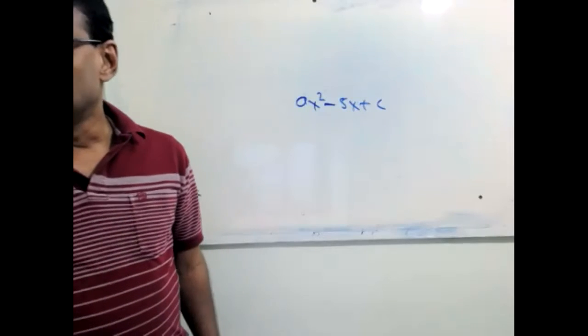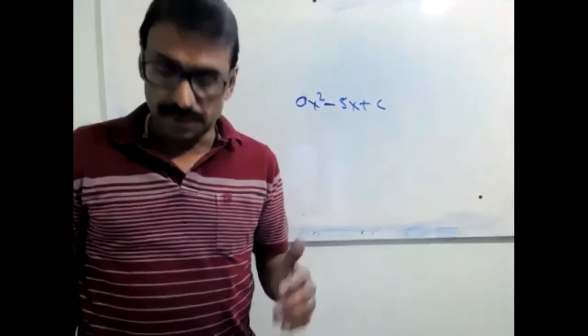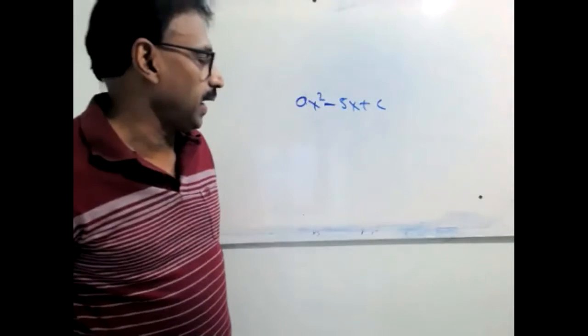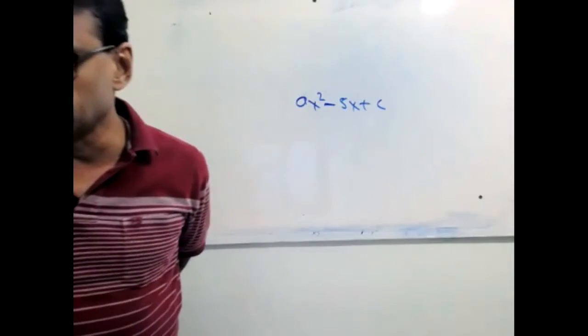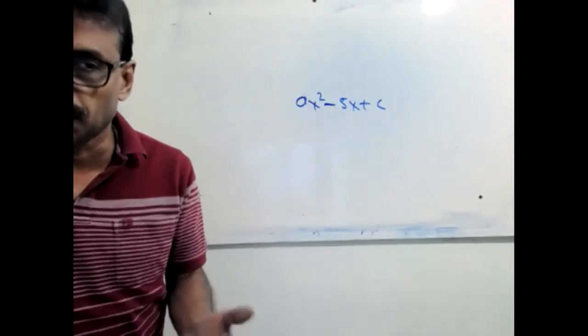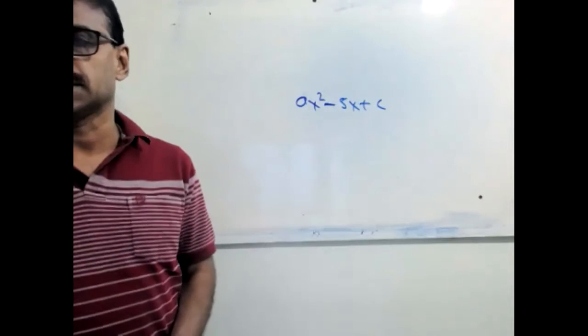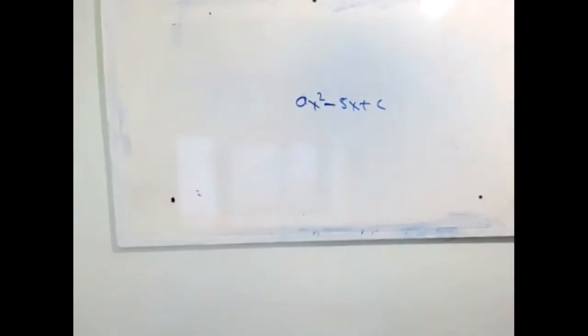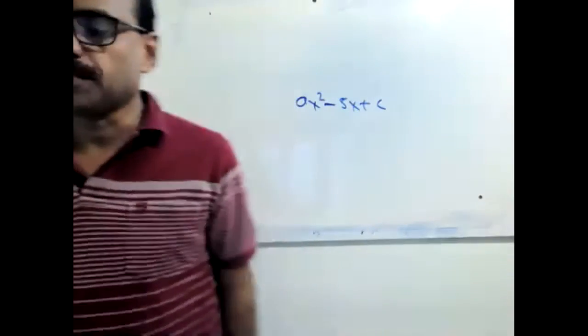Look at here. Listen. The question: the sum and product of the zeros of polynomial ax square minus 5x plus c is equal to 10 each. That means sum equal to 10, product also 10. Find the value of a and c. Okay. Look at here. Question clear or not?